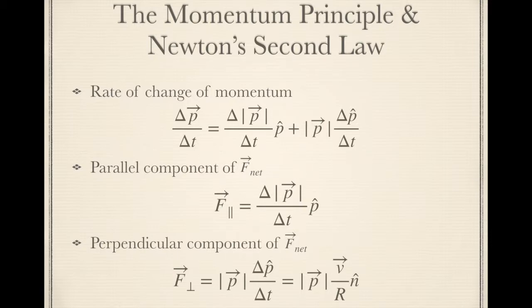Here's the equation for rate of change of momentum, which is equal to the summation of its parallel and perpendicular components. This equation also represents the total net force based on Newton's second law. Next, I have the formulas for the parallel and perpendicular components of the net force. The parallel component of the net force points parallel and in the same direction as the object's motion. The perpendicular component points perpendicular to the object's motion towards the center of the kissing circle.